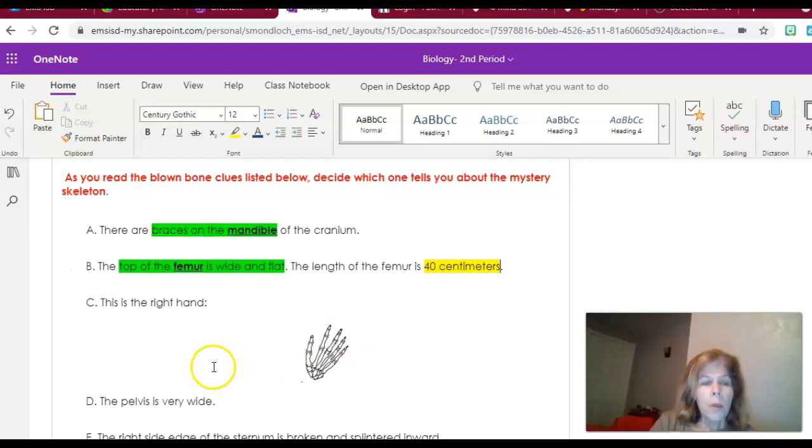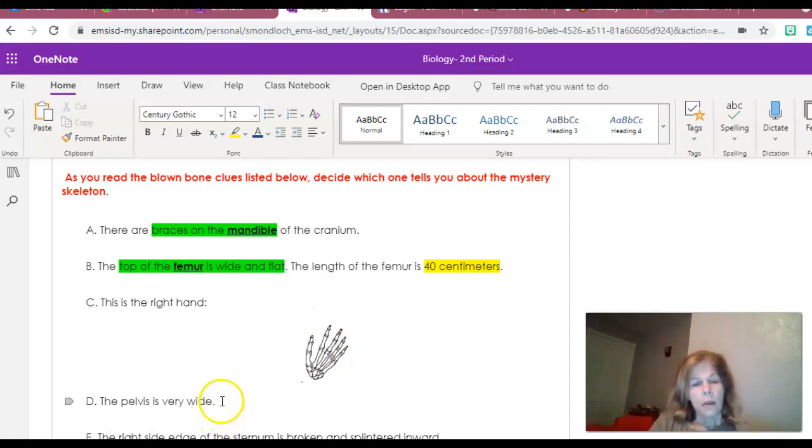And then we have a picture of the right hand. And from our resource, we know that the fingers, and if it's a straight line across, tells us something additionally about the skeleton.